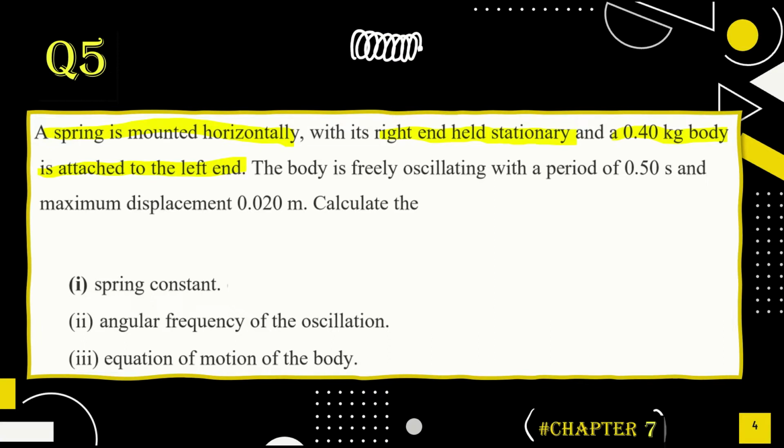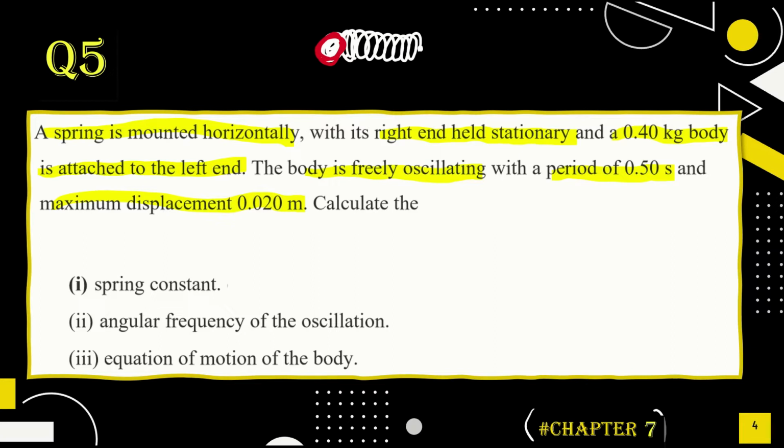So we have the right end. So this is our spring and a body is attached at the left side of the spring. So this is our body. This is how you can imagine the condition. The body is freely oscillating with a period of 0.5 seconds and the maximum displacement of 0.2 meter.